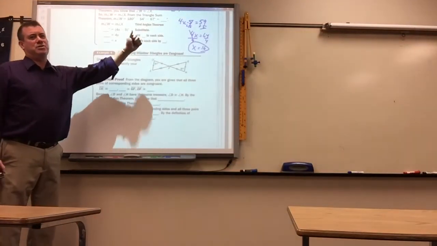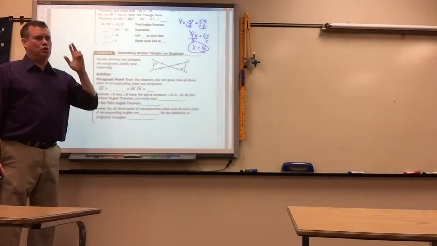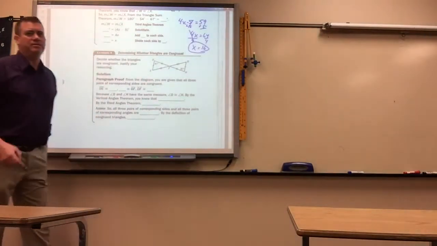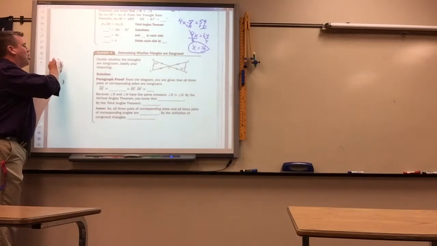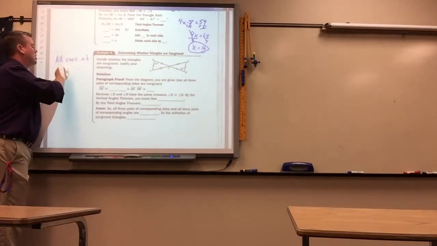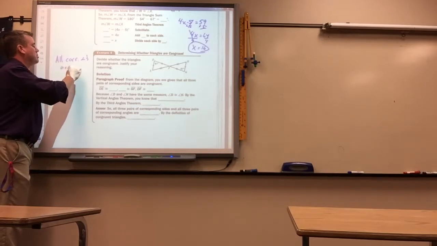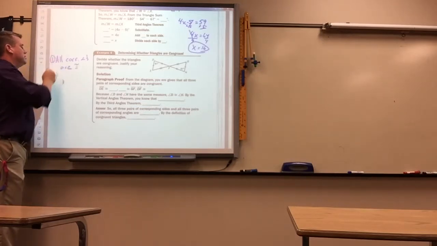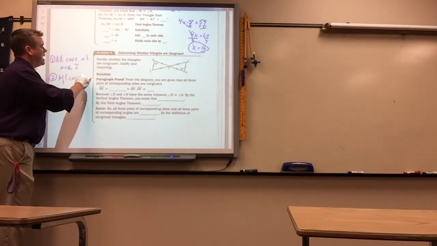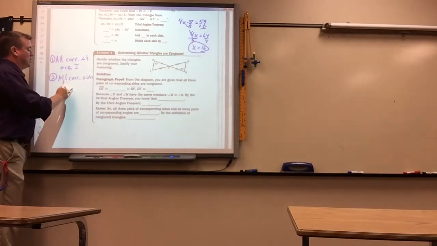Determining if triangles are congruent. Two triangles are congruent, and actually it's not just triangles, it's any figure, if all corresponding angles are congruent, and all corresponding sides are congruent.